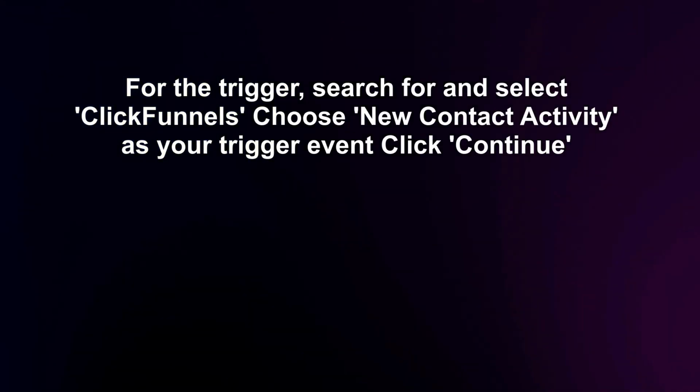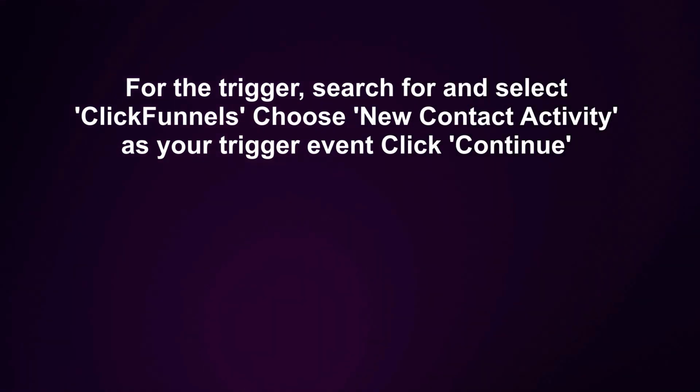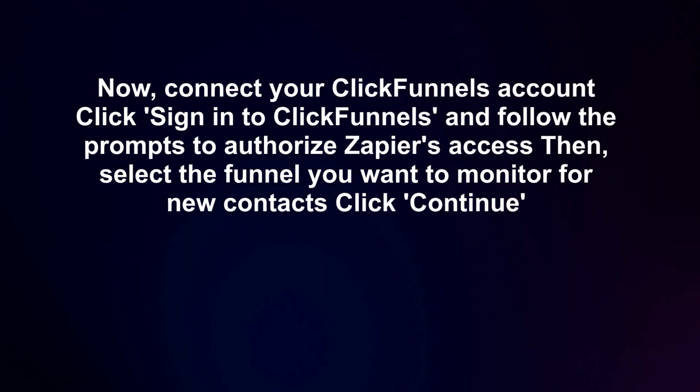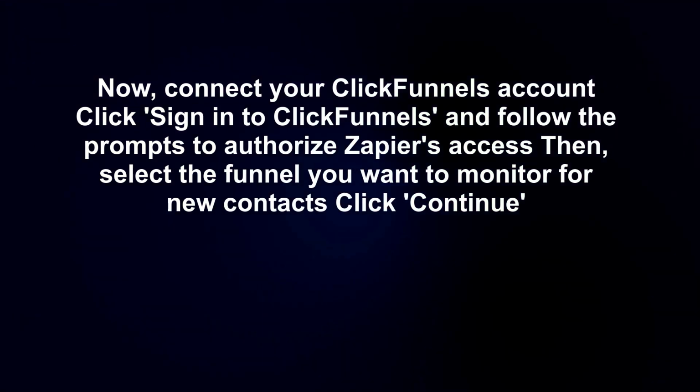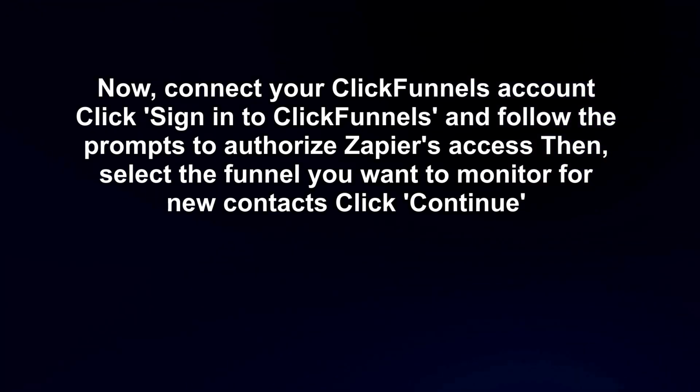Click the Create Zap button. For the trigger, search for and select ClickFunnels. Choose New Contact Activity as your trigger event. Click Continue. Now, connect your ClickFunnels account. Click Sign into ClickFunnels and follow the prompts to authorize Zapier's access. Then, select the funnel you want to monitor for new contacts.